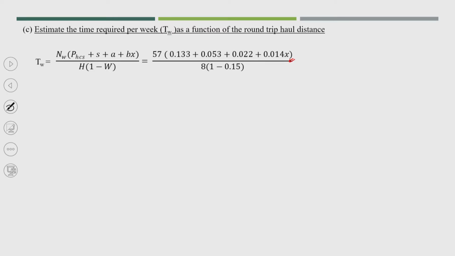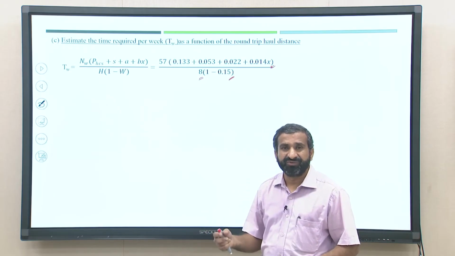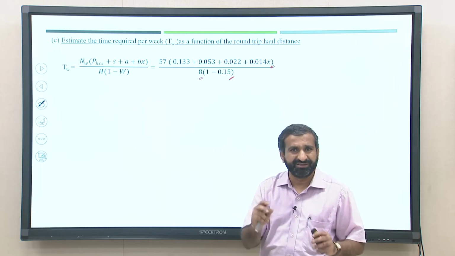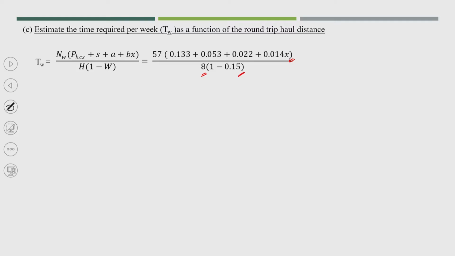And H we already know: H is 8 hours of operation time in a day, and W is 0.15. Suppose these values of capital H and W, the off-route factor, are not given in the problem; you assume them, because H will always be 8 hours and W will be 0.15. So that comes out to 1.74 plus 0.12x days per week.